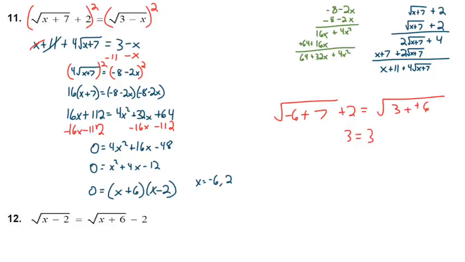What about the 2? So 2 plus 7 is 9, the square root of 9 is 3, plus 2 is 5. 3 minus 2 is 1. The square root of 1 is 1. So this one does not work. So the 2 does not work. Only the negative 6.